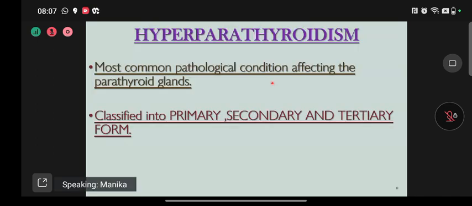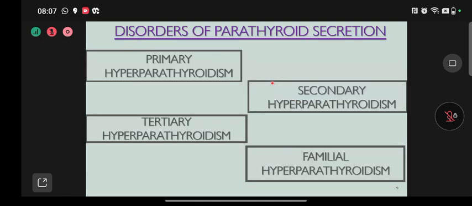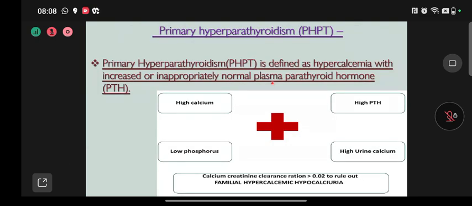Then coming to hyperparathyroidism, the most common pathological condition affecting the parathyroid glands, classified into primary, secondary, and tertiary forms. Disorders of parathyroid secretion: primary hyperparathyroidism, secondary hyperparathyroidism, tertiary hyperparathyroidism, and the familial one. Coming to primary hyperparathyroidism, PHPT, it is defined as hypercalcemia with increased or inappropriately normal plasma parathyroid hormone.